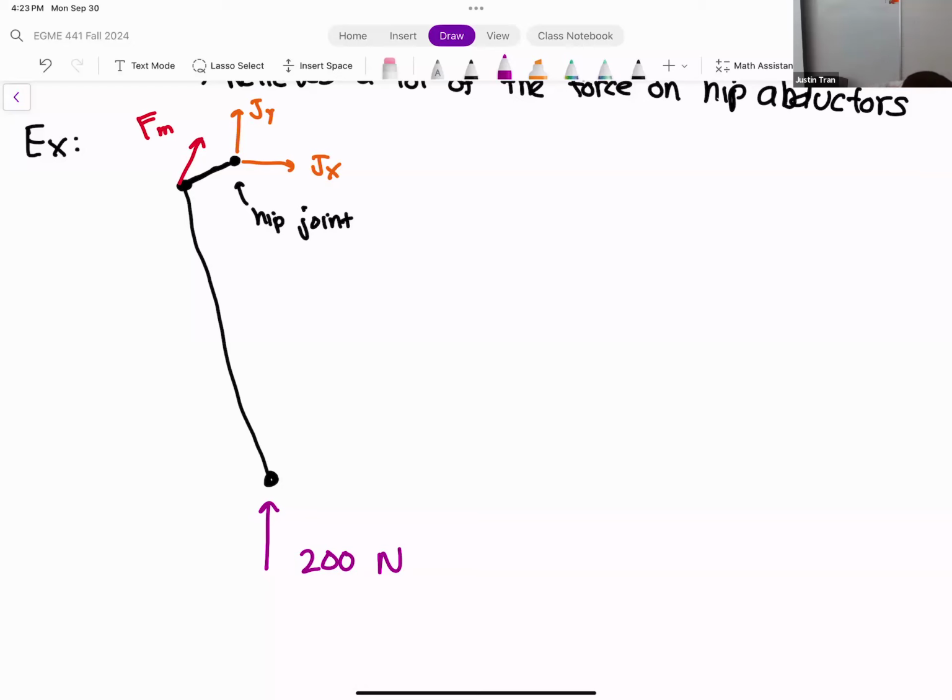We have a line here that's going to be associated with where the hip joint is. So that line going straight down, that's a line with the hip joint itself. This distance in between this line and the ground reaction force, we'll call that LF.